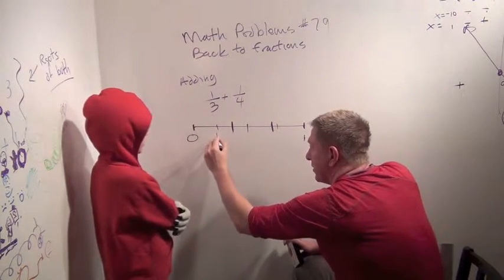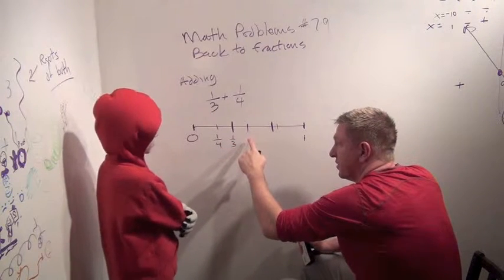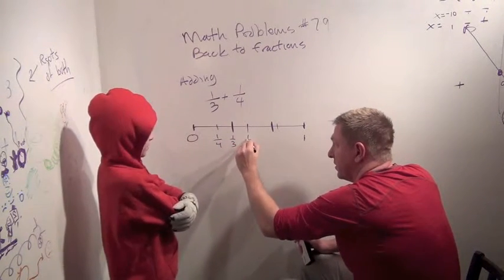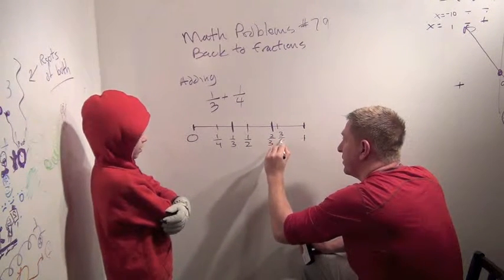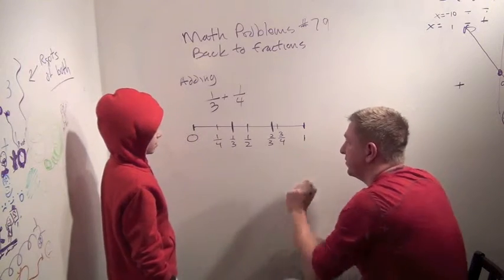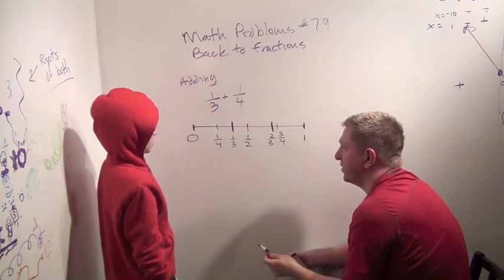Okay, so here's 1/4, 1/3. This is 2/4, which is also known as a half, and then here's 2/3, and then 3/4. Probably shouldn't have put them so close together, and then we get to 1. So we want to add 1/4 plus 1/3.